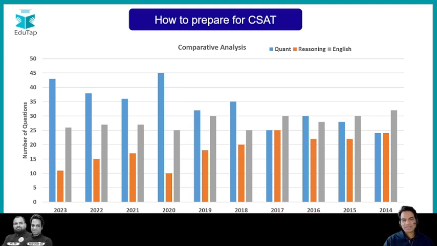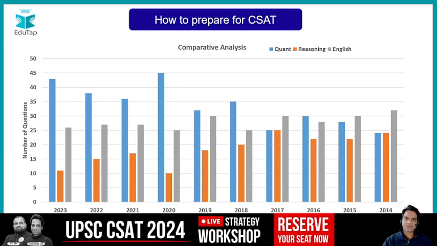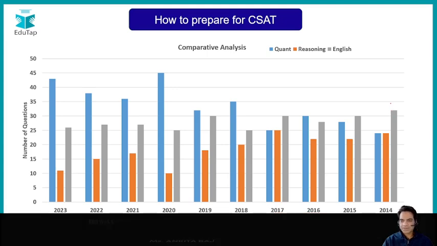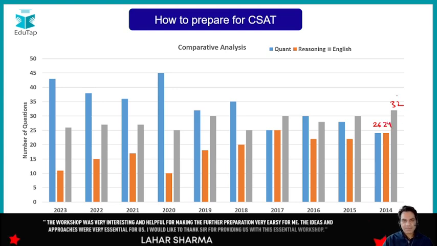For the last 10 years or so, English, quants, and reasoning have been the integral components of the UPSC CSAT part, right? If you look at 2014, out of 80 questions, English used to be about 30, 33, 32 questions, whereas quants and reasoning were about 26 and 27, 24, 26, something like that, right? So that used to be the breakup of the questions.